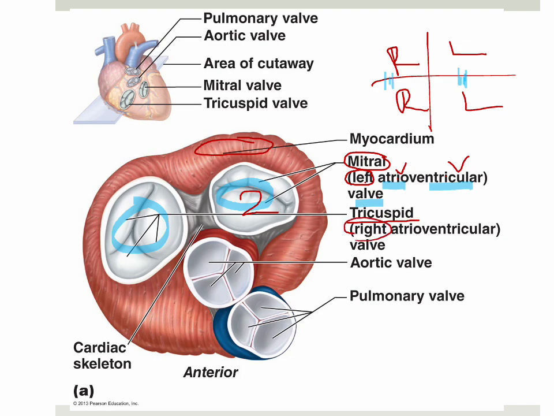And this will make sense later, because then we have a tricuspid valve. This one is the right atrioventricular valve because it has 3 pieces. Tricuspid. The way I remember this is right, left, 3, 2. Okay? Mitral is left, tricuspid is right.